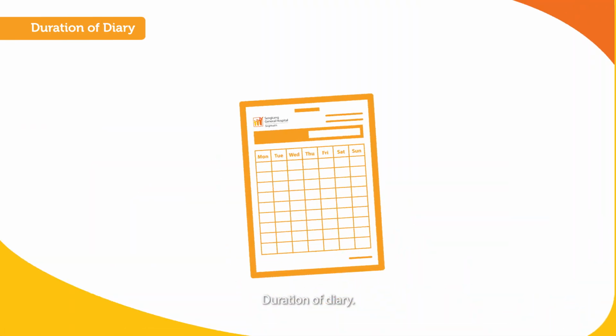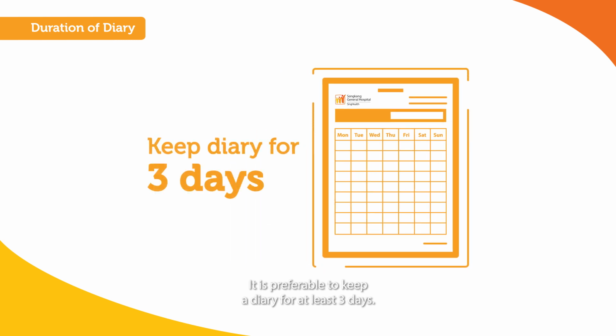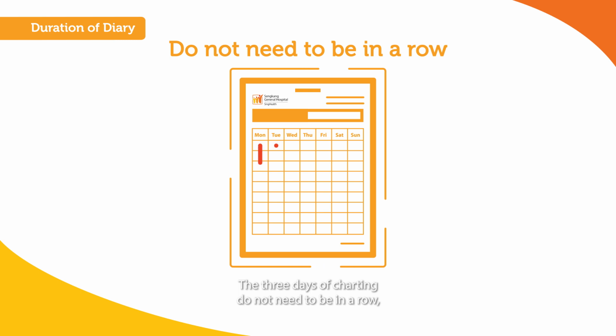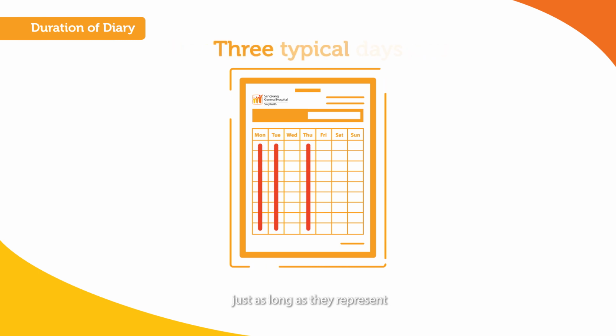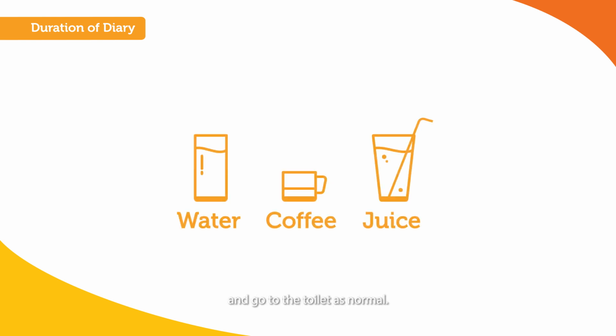Duration of diary. It is preferable to keep a diary for at least 3 days. The 3 days of charting do not need to be in a row, just as long as they represent 3 typical days for you. So, drink what you usually drink and go to the toilet as normal.